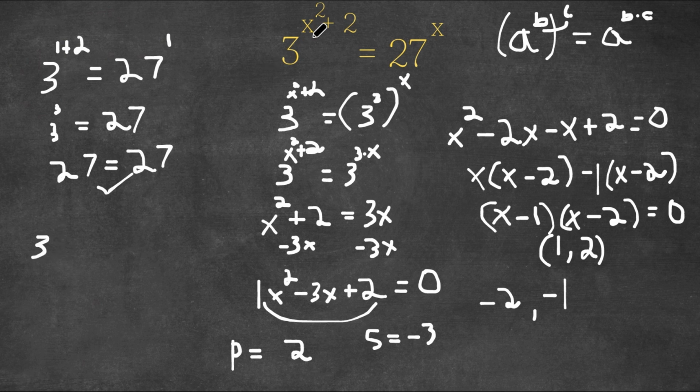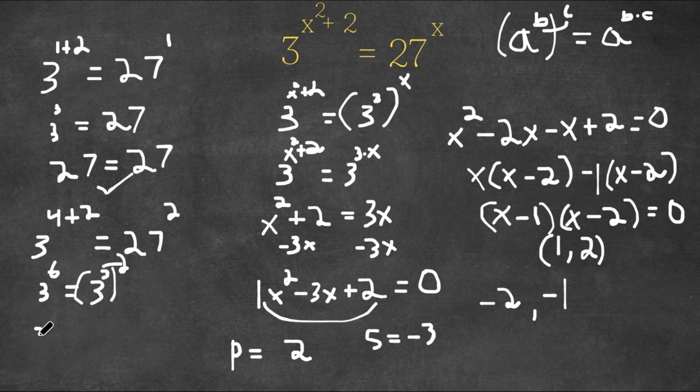So we have 3 to the power of 2 squared, which is 4, plus 2, and this equals 27 to the power of 2. Now this is 3 to the power of 6 equals, we can actually change 27 into 3 to the power of 3. We really don't have to use a calculator. To the power of 2, and these two multiply, so we get 3 to the power of 6 equals 3 times 2 is 6, so 3 to the power of 6. So this is right as well.